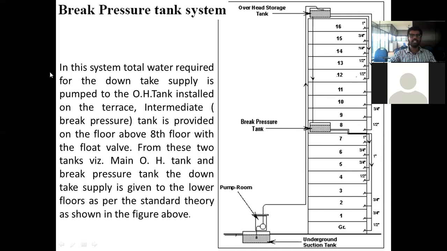Okay, so I will read this. In this system, total water required for the downtake supply is pumped to the overhead tank installed on the terrace. The intermediate or brake pressure tank, as you can call it, is provided on the floor above the 8th floor with the floor valve. From these 2 tanks, the main overhead tank and the brake pressure tank, the downtake supply is given to the lower floors as per the standard theory, as shown in the figure. So I think this is also very clear for you. Okay.